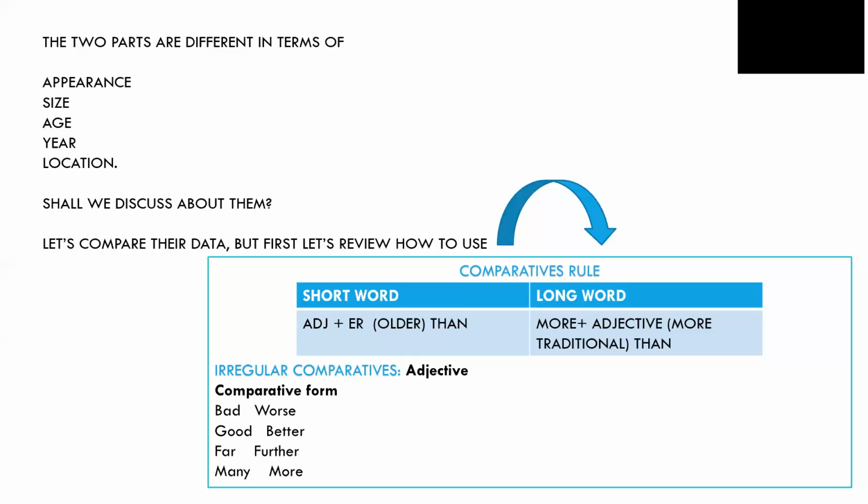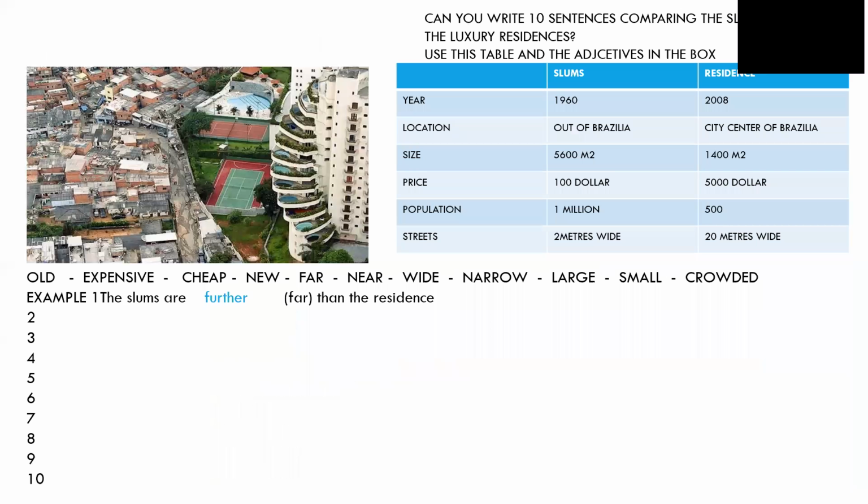Now, I want to pass to practice with you. We look at the pictures again, and I want you to start writing. Can you write 10 sentences comparing the slums and the luxury residences. I'm trying to move these so you can see. I have made a table for you. You can use the adjectives in the box to create the sentences. Let me explain well for you.